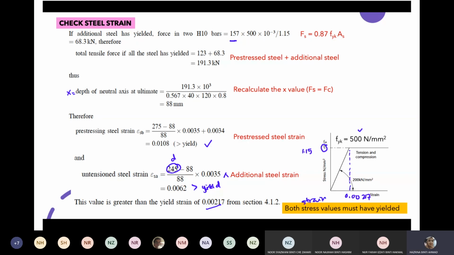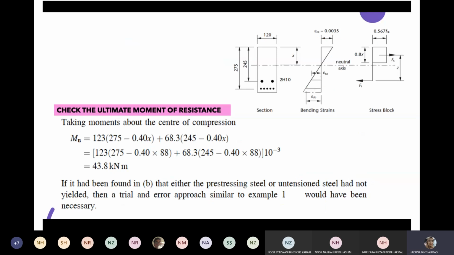Then the last one is to check back the ultimate moment of resistance. Once we have already determined the x values, we can just substitute into the equation. We have Mu equals 123 times 275 minus 0.4x, so that is for the pre-stressing steel. Then we have plus 68.3 times 245 minus 0.4x, which is particularly for the 2H10 reinforcement. Therefore we have the ultimate moment of resistance of 43.8 kilonewton meter.